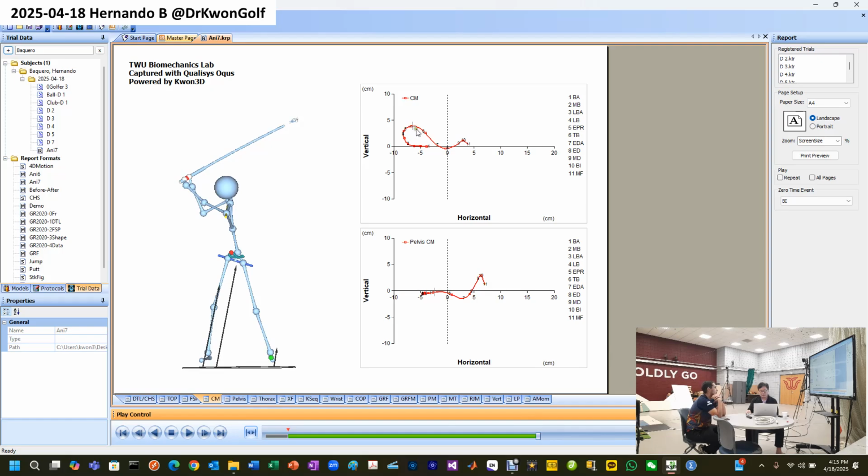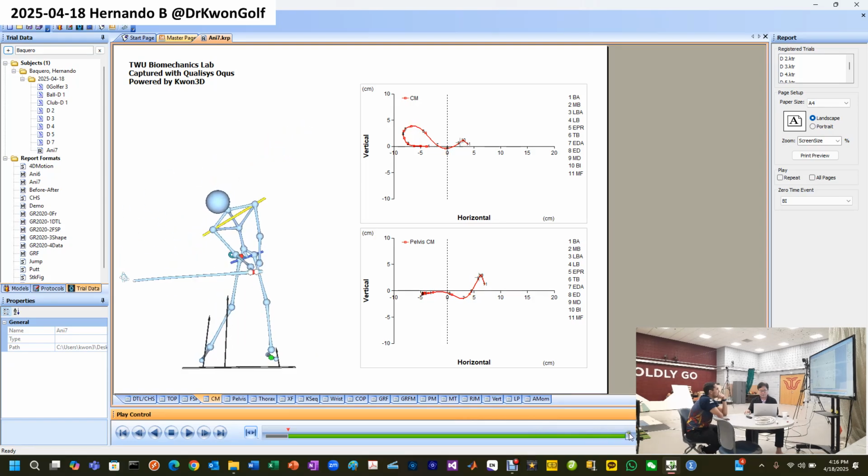Also your center of mass is not moving downward that much. And then after that, particularly, you don't have much upward motion here. Your pelvis does not drop and then go up. It just stays the same, and then goes up here.